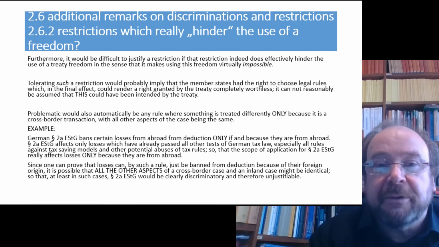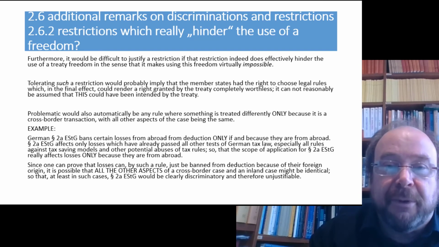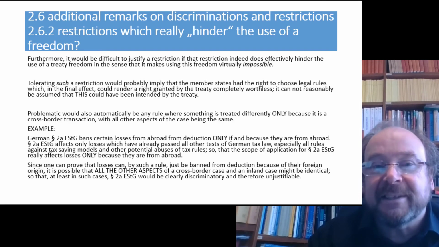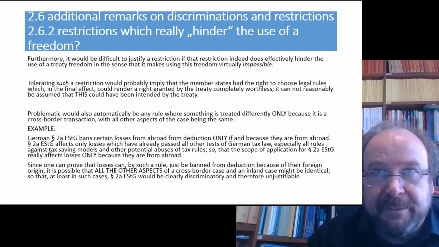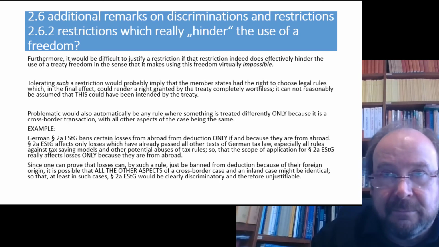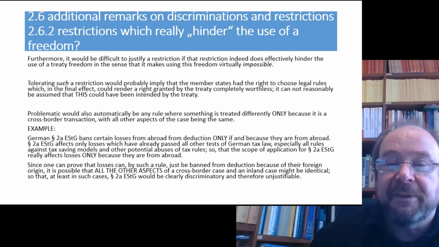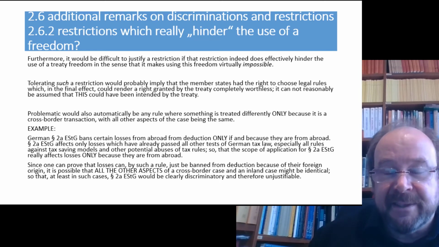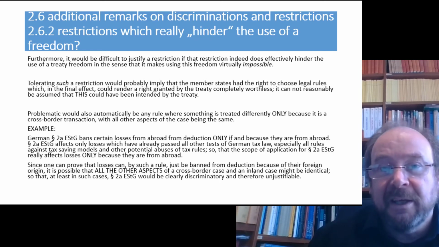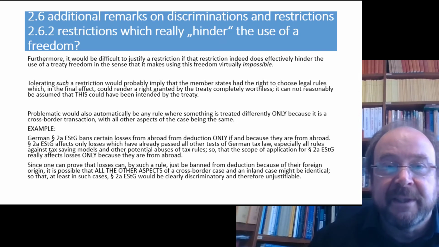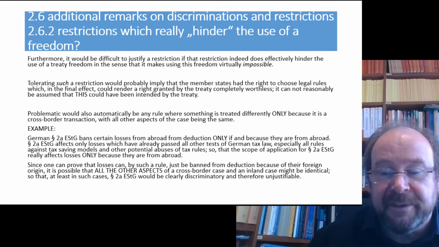The only way how you could justify it would be to point out that in such a case, the other circumstances could never be identical, so that the situation could never be comparable. But that didn't succeed in the case of 2A, which is the reason why the German 2A rule on foreign losses can nowadays only be applied to non-EU countries.